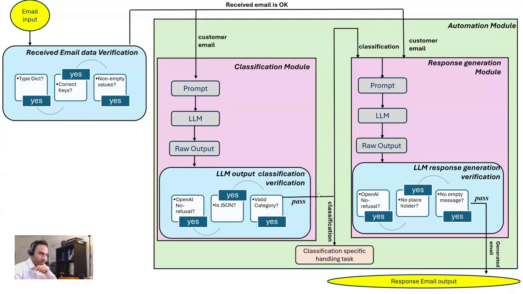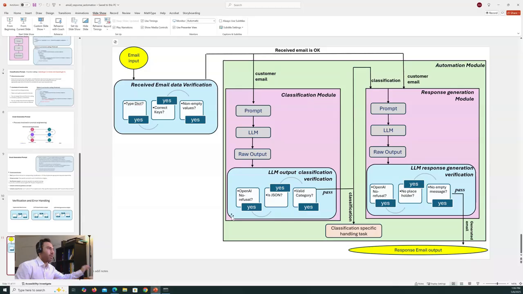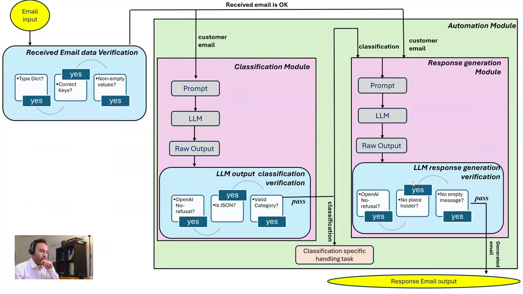The other thing I need to describe here is the classification-specific handling tasks module, the small one. From the current slide, I need to explain this small module. We use this module to handle the situation based on the classification. If the output of the classification module is valid and passes all the checks, then we use it to call the appropriate classification-specific handling task module. This module can be any module to handle the situation or do something after it happens.